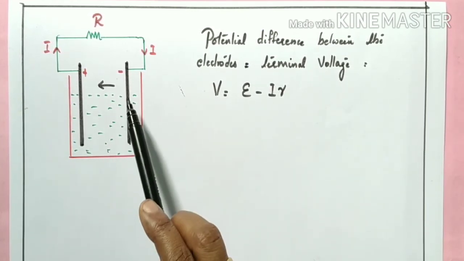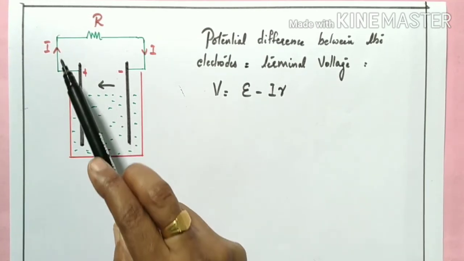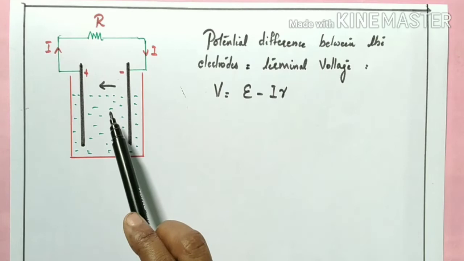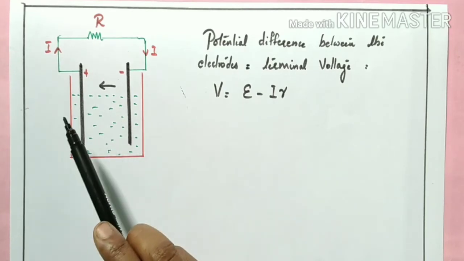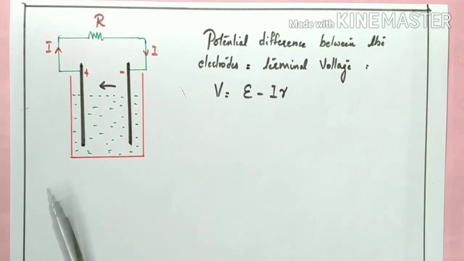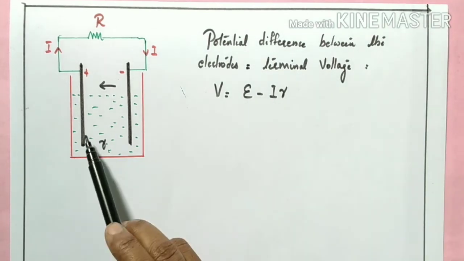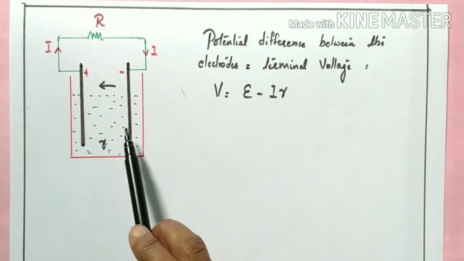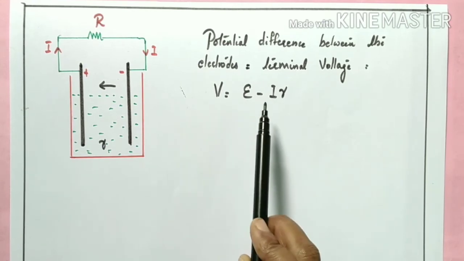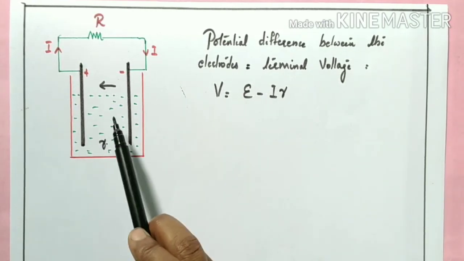Here through the electrolyte current flows from negative to positive, isn't it? Through the external circuit current flows from positive to negative, and through the electrolyte current flows from negative to positive, and hence it is minus I into r. What is this r called? The internal resistance provided by the electrolyte of the cell. Okay, so potential difference between the two electrodes or terminal voltage is V equals E minus Ir, and Ir is the potential difference provided by the electrolyte.